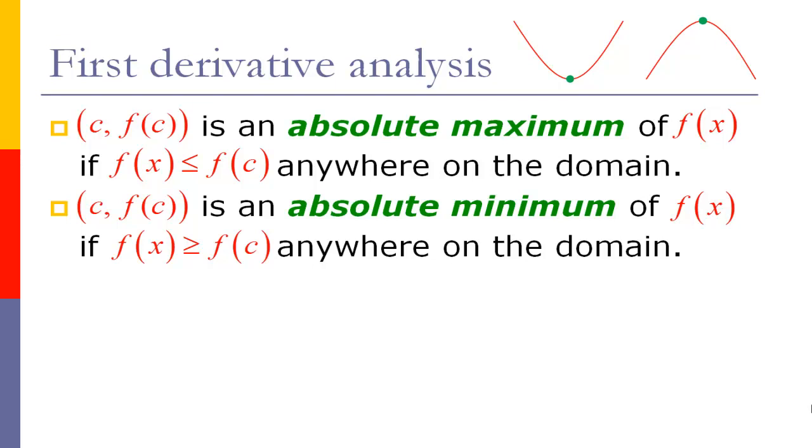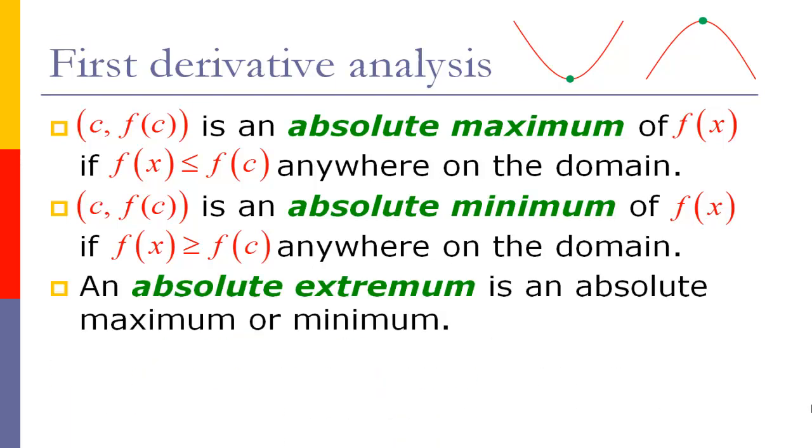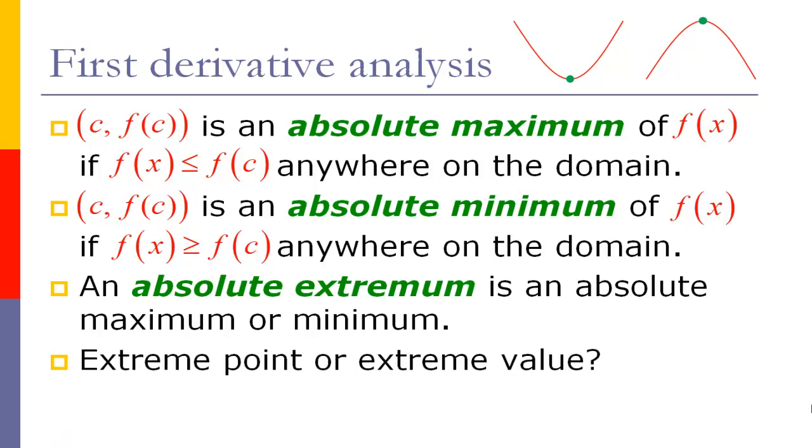Now, sometimes we need to refer to both absolute maximum and minimum together, in which case we're going to talk about an absolute extremum in the singular or extrema in the plural. So this is a word from Latin, so it has a strange plural. When we put together both maximum and minimum, we're going to talk about absolute extrema.